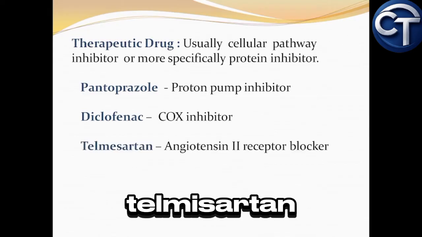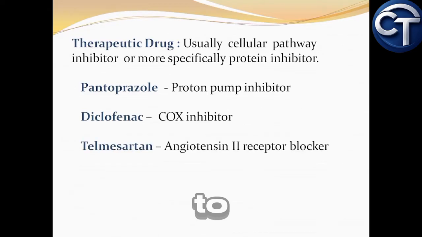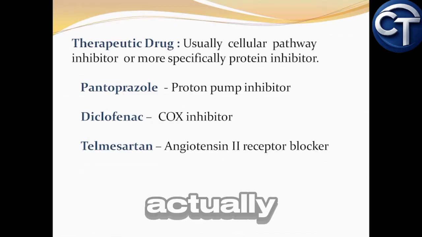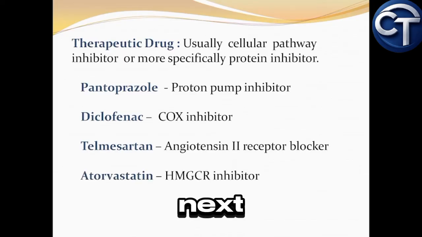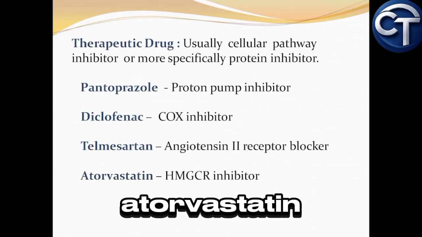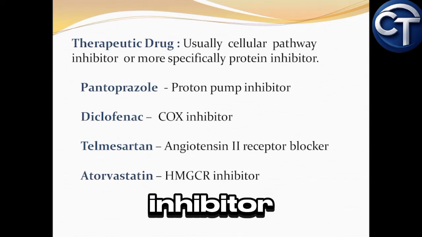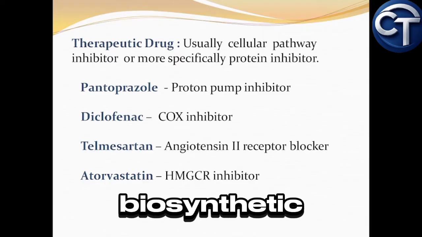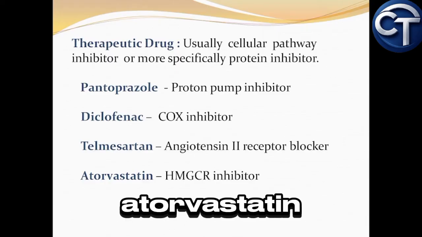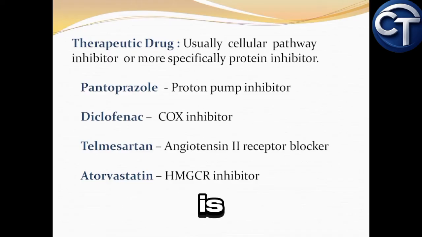Next is telmisartan, a very popular antihypertensive. It's used to treat high blood pressure. It actually blocks the angiotensin 2 receptor. The next in sequence is atorvastatin, which is an HMG-CoA reductase inhibitor, and this enzyme is the first enzyme in the cholesterol biosynthetic pathway. So when atorvastatin inhibits this enzyme, cholesterol synthesis is stopped.